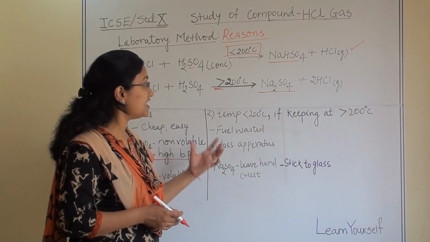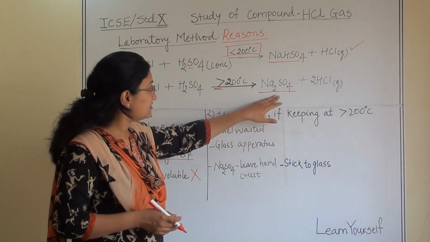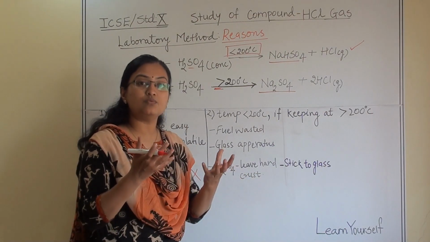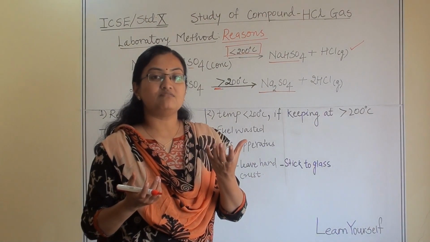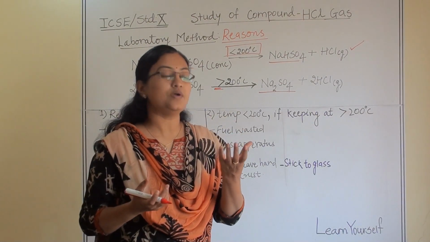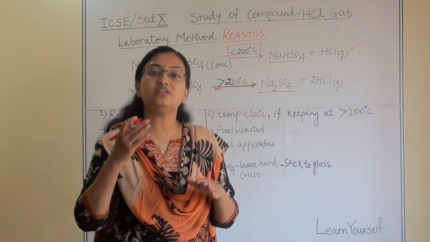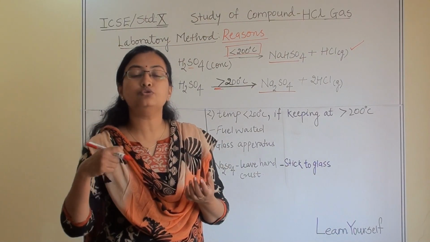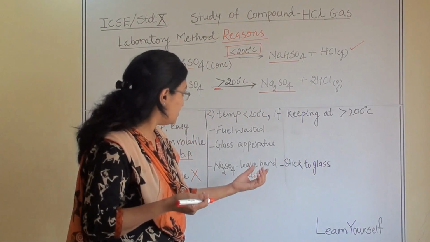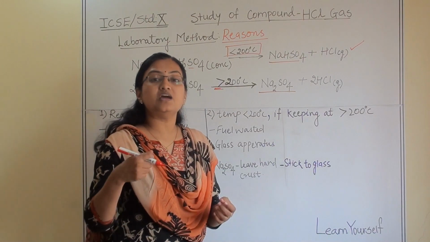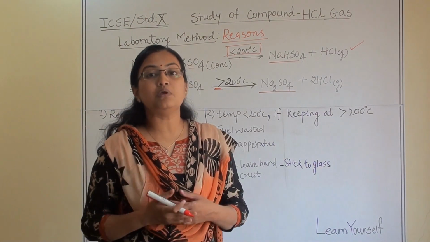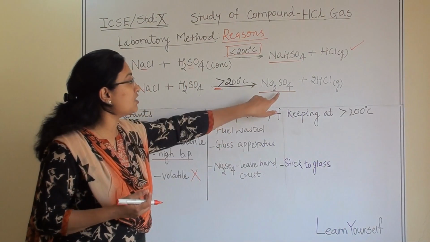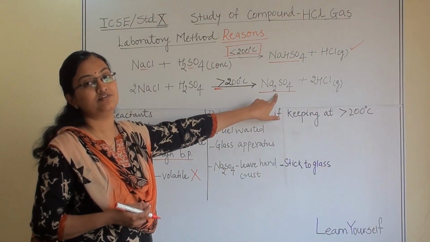Then Na2SO4. If this byproduct, sodium sulfate, forms, then what will happen? It leaves a hard crust. In the apparatus we have taken a round bottom flask, and when sodium sulfate is lying in it, after the reaction we can see the hard crust of sodium sulfate, and it is very difficult to remove that hard salt crust. It will stick to the glass, and when we are taking it out, there are chances that we may break the round bottom flask. So it is difficult to clean afterwards. So that's why we are not using the reaction in which sodium sulfate will form.